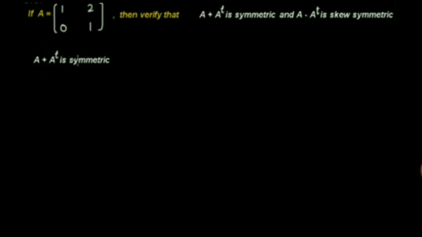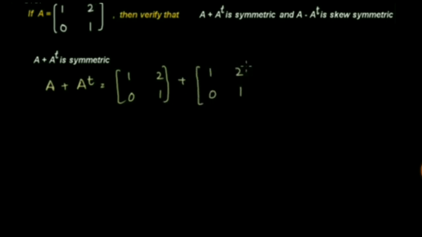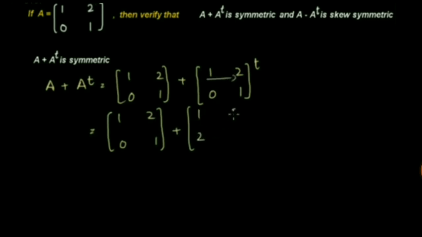For verifying whether A plus A transpose is symmetric or not, we need to simplify A plus A transpose first. Let me write the A matrix, and then to find A transpose, I will write the A matrix with a transpose on it. The first matrix will remain the same as it doesn't need any change. But the second matrix has a transpose, so I'm going to write rows as columns. After changing rows to columns, there is an addition sign between them.